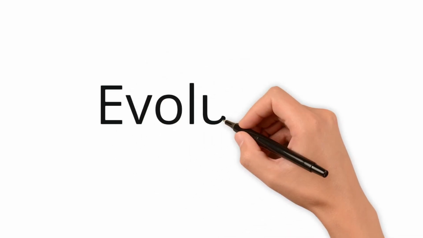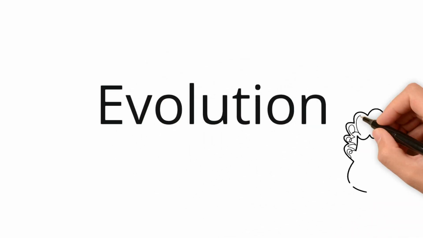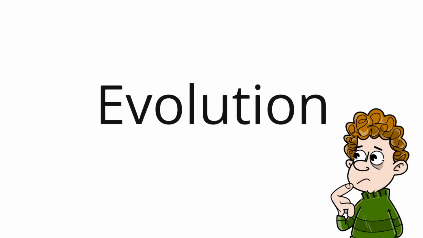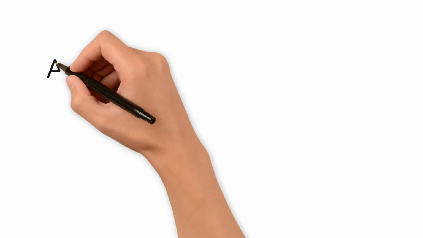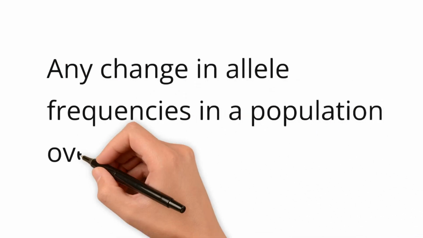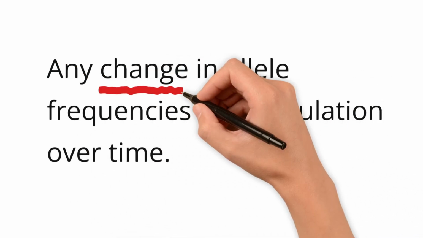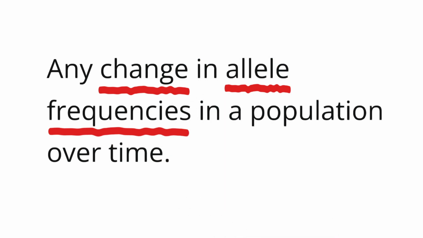Evolution. That's an interesting word. What do we mean by that word? It's best to start with the definition so that we know we are all talking about the same thing. According to several popular biology textbooks, evolution is any change in allele frequencies in a population over time. Let's break this down into understandable terms.